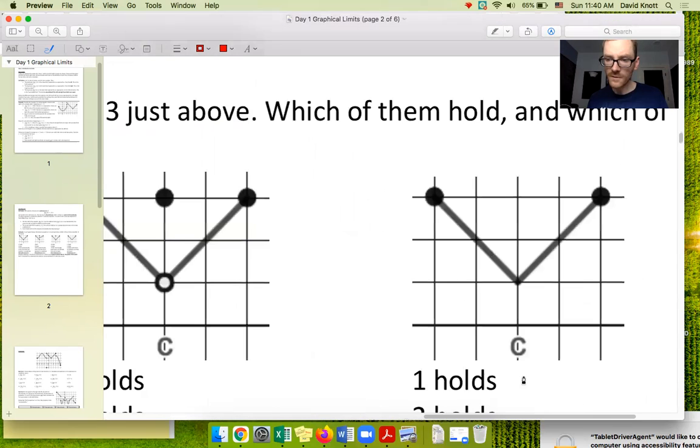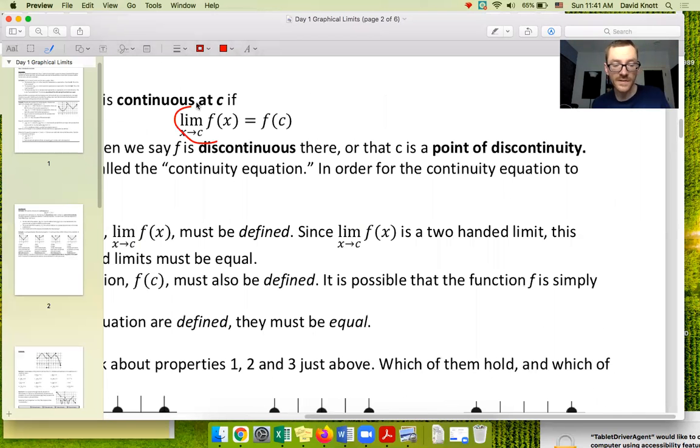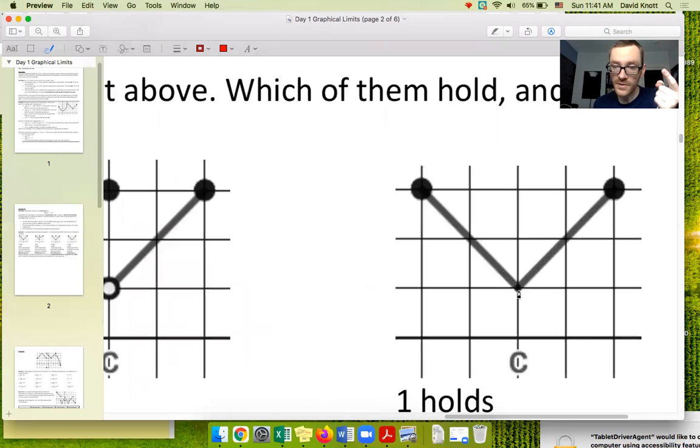Yeah, right? The value of the function at c is whatever this number is right here. There's no empty dot signifying that it lacks a value or anything like that. So yeah, the function has a value at c. Okay, and so this guy exists, and this guy exists. And then finally, are they the same number? Yes, they are, right? The two-handed limit is whatever this number is right here, and the value of the function at c is that number right there, okay?